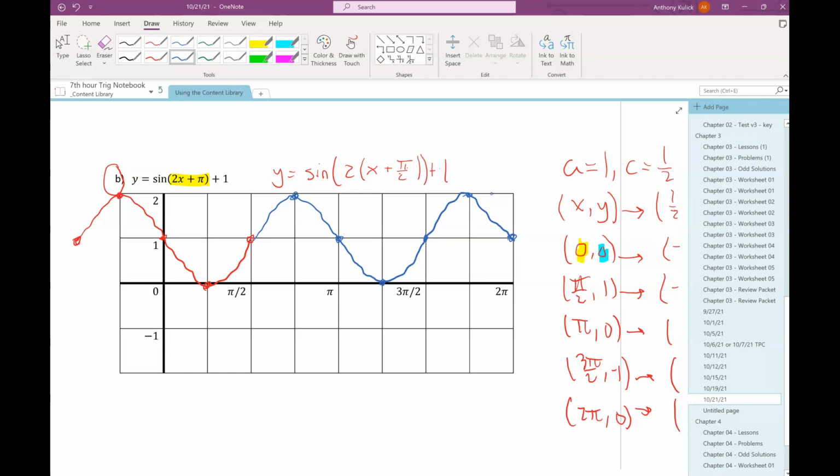Do you need me to do all the different types of graphs, or just like one is good enough? Thank you. Tangent graph. Yeah, sure.